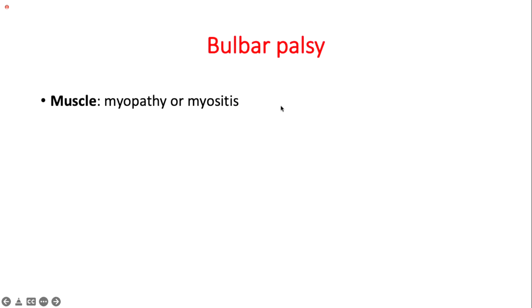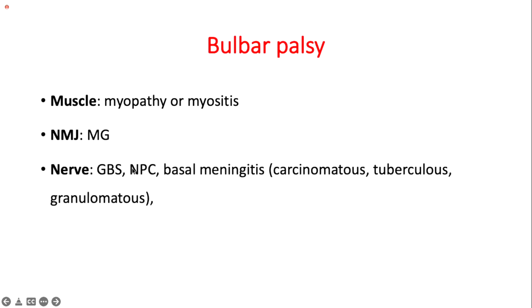Now, when you try to figure out the causes or the sites, it's always good to start either proximal to distal. That means starting from the central nervous system to the periphery or periphery to the central. So if you start from periphery to the central, it can be the muscle, myopathy or myositis. Then you have the neuromuscular junction. Myasthenia gravis causes bulbar palsy. The peripheral nerve, Guillain-Barré syndrome might cause bulbar palsy. What is NPC? Nasopharyngeal carcinoma, which infiltrates the lower cranial nerves. Basal meningitis, like carcinomatosis, tuberculosis, granulomatosis can infiltrate the nerves.